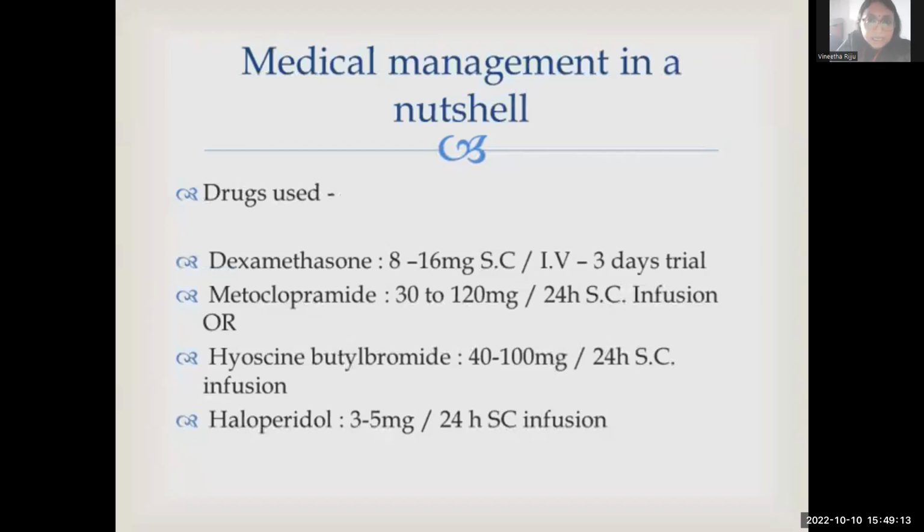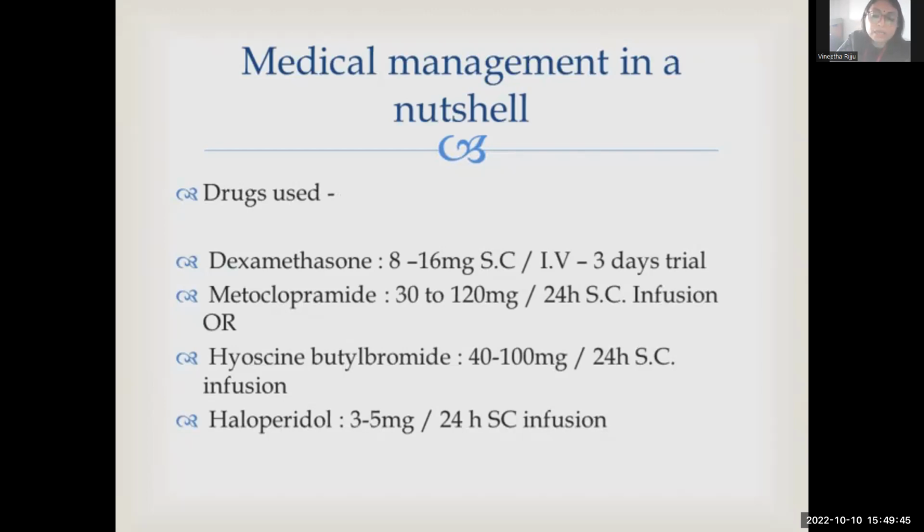So in a nutshell, this is what your prescription will look like, which you give to a patient who has malignant bowel obstruction. That would be dexamethasone, a trial dose, metoclopramide, or if the patient is having a complete obstruction, do not give metoclopramide. Instead, you can try haloperidol. And if the patient is having severe pain, you can give hyoscine butyl bromide, which will help to bring down the colic pain. That is Buscopan.